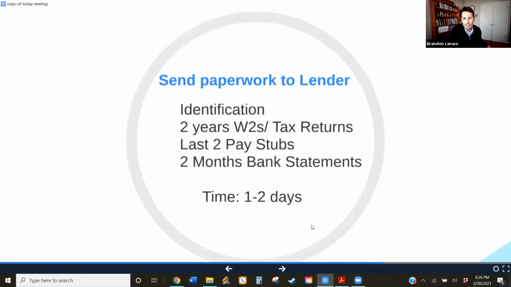Okay, and then you start with the paperwork. So the fun part of gathering your, in this case, would be your tribal ID as well as your state ID, your 2 years of taxes. So it's tax returns and W-2s and any schedules that go along with that. Your last 30 days of pay stubs and your bank statements. Those are going to be the big ones.